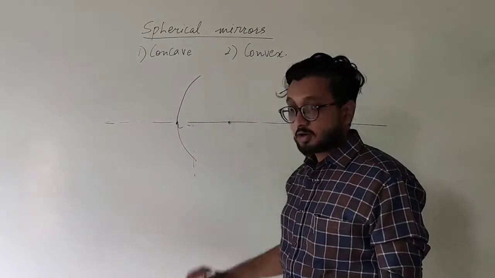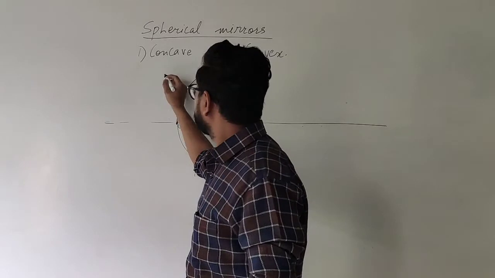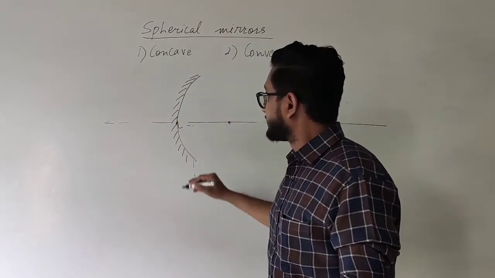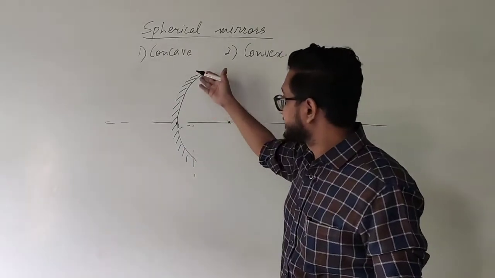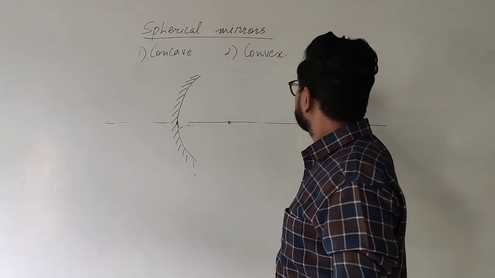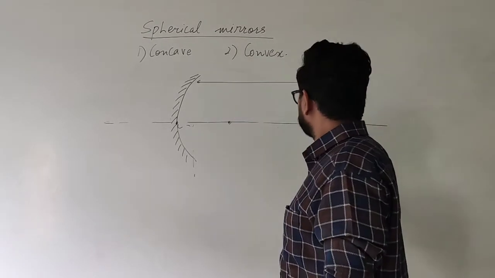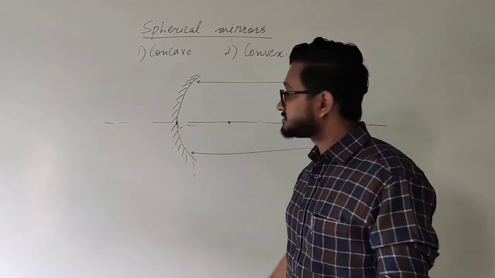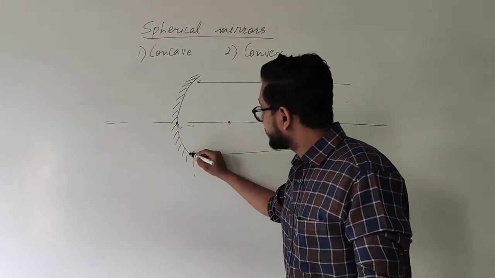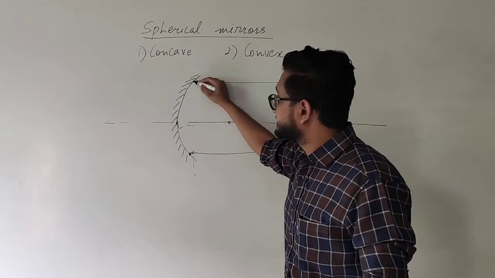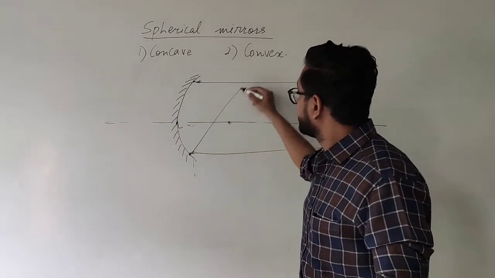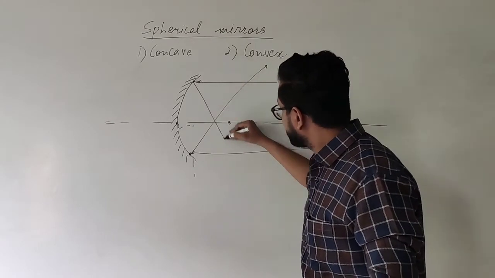So this is a concave mirror. For example, I am writing over here, the rough surface is outwards and the shiny surface is inside. So let's say that we have two rays of light approaching towards the concave mirror. They will be incident over here and this one will also be incident over here. After reflection, one will pass over here and the other will pass over here.